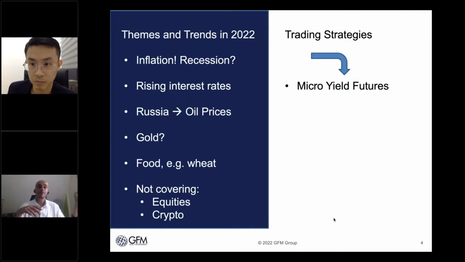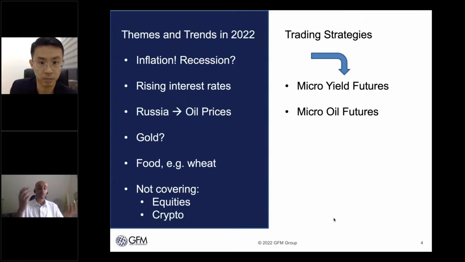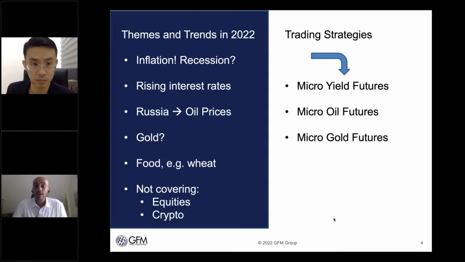So on the left are the fundamentals of why we should be interested in those things. On the right is the action side. So if we're interested in trading interest rates, I'm going to introduce you to the micro yield futures contracts, which you can trade to directly profit from rises and falls in interest rates. Then I'm going to be talking about the micro oil futures contracts, which you can use to gain exposure to rising or falling oil prices. Then there is also a micro contract on gold.